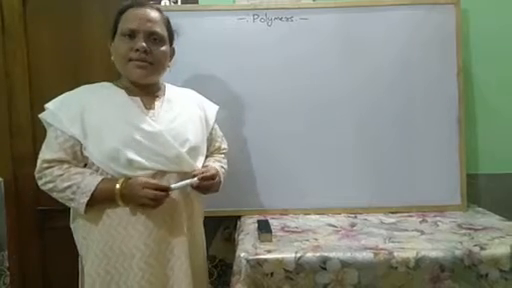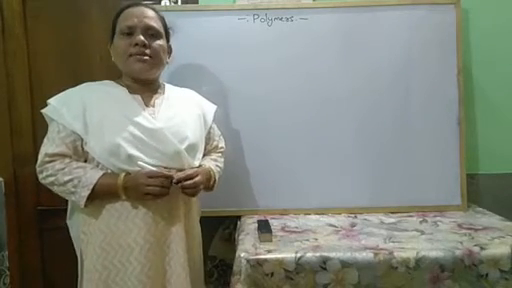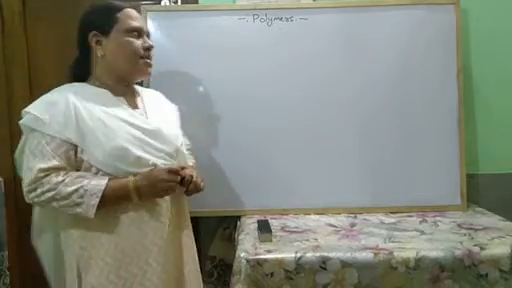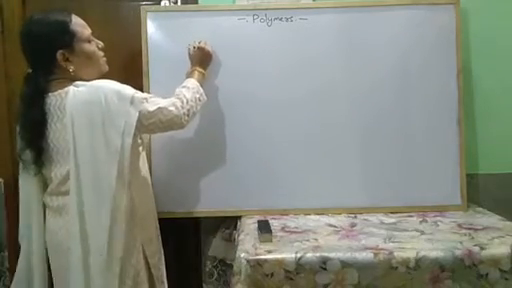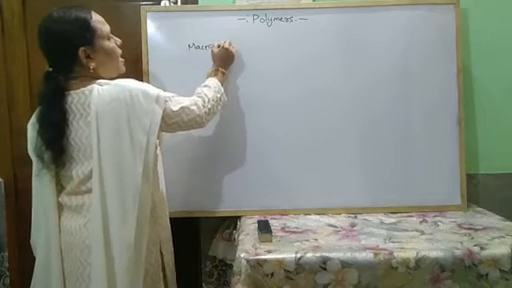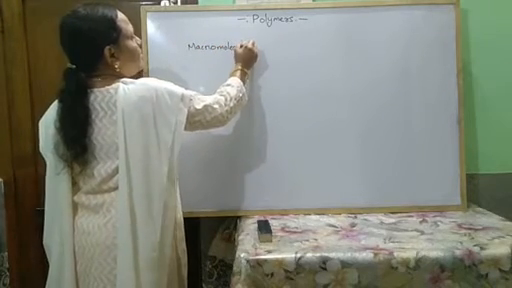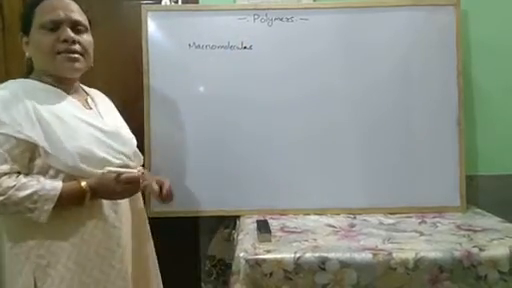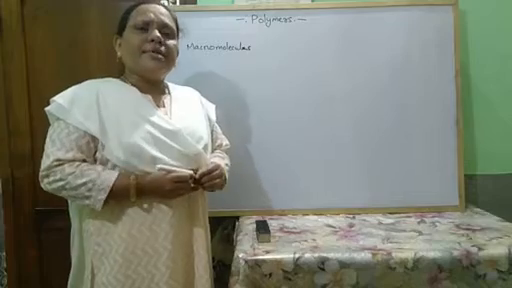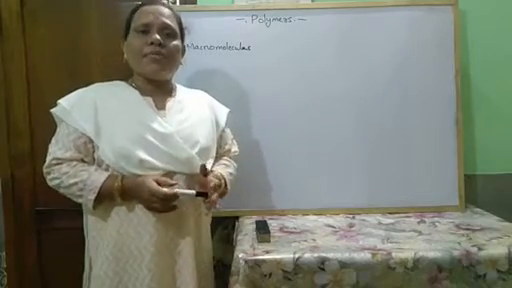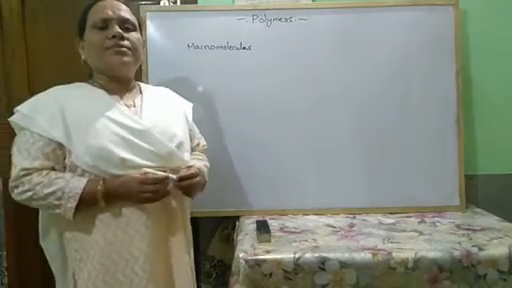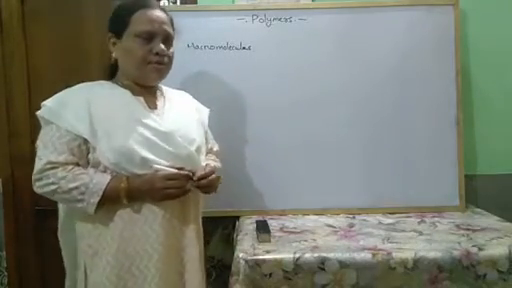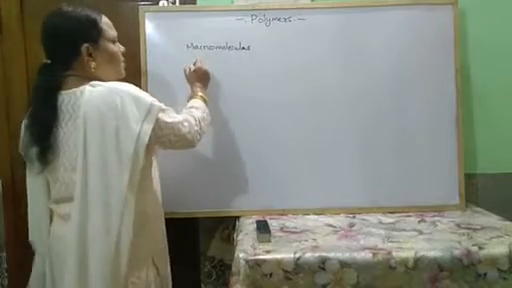So actually what is polymer? Polymers are macromolecules that consist of some repeating units. These are macromolecules having high molecular mass, consisting of some repeating units which are formed by combination of some simple units by chemical bond.